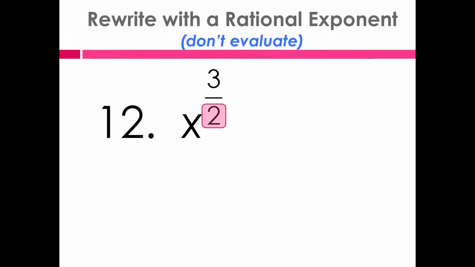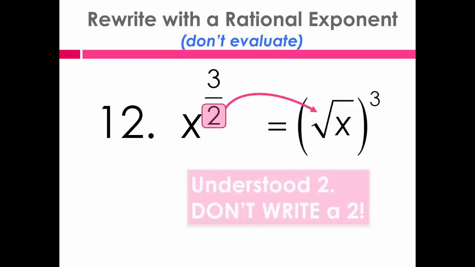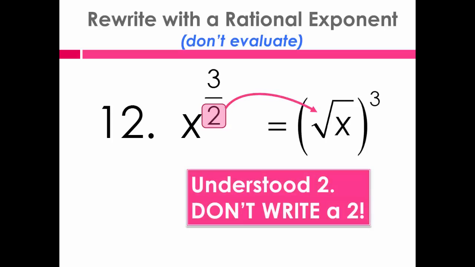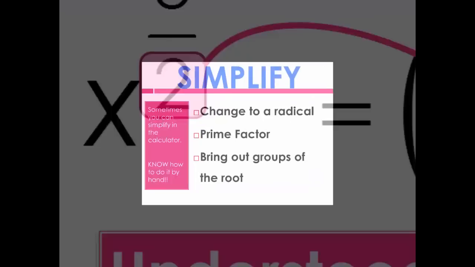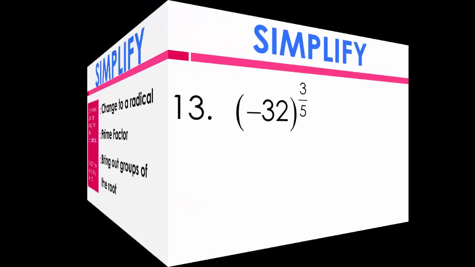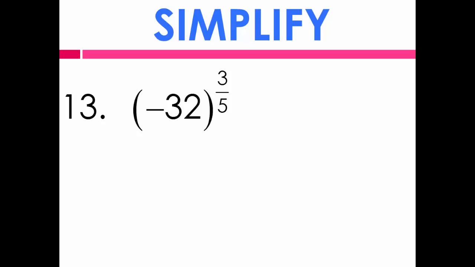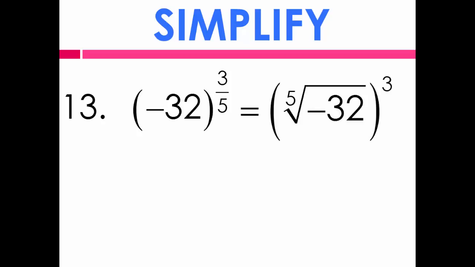There's a 2 here. This is a root. Be careful. When we rewrite this one, it's understood, but we don't write it in the final answer. So let's put all of this together. We're going to rewrite it, and now we're going to expand it out by doing a prime factorization.